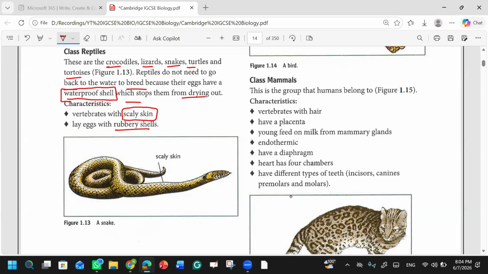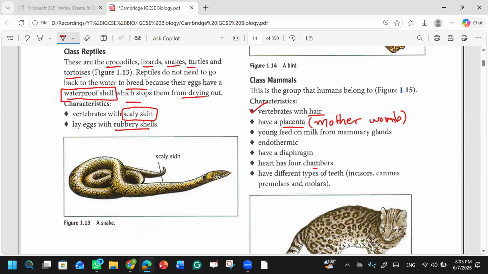They are vertebrates, right? What about their heart? Do they have a heart? Yes, and their heart has 4 chambers. They have teeth, right? We have teeth. So they are vertebrates with hairs. We have hairs. They have a placenta. Placenta is a place in the mother's womb, inside the mother, where a baby, where an embryo is grown. Have you ever seen a pregnant lady, that we say the baby is in the mother's womb, in the placenta?